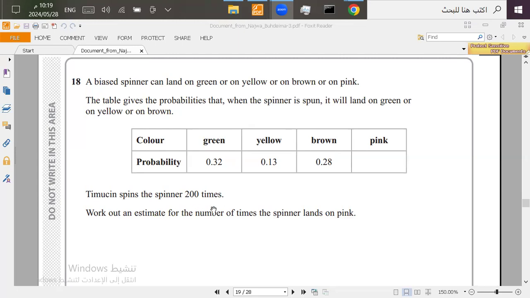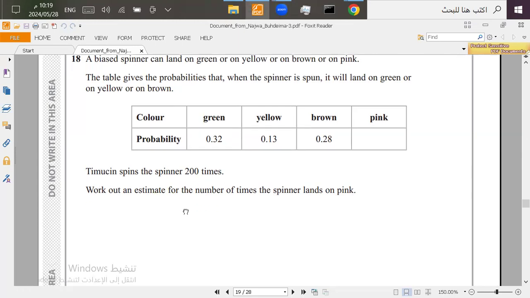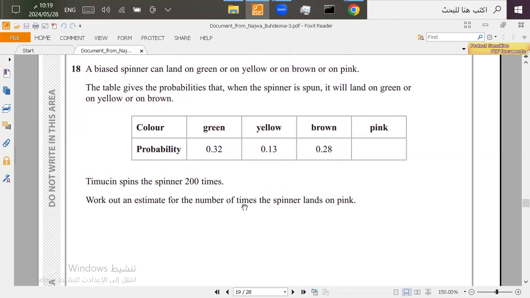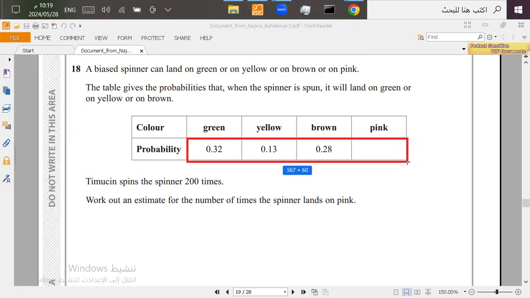Timousine spins the spinner 200 times. We need an estimate for the number of times the spinner lands on pink. So basically, first we have to find the probability of pink. Now we're going to find it depending on the rule that says that all the probabilities should add up to 1. So all of these should add up to 1. It means I'm going to add all of these together and then subtract them from 1. So I'm going to say 1 minus these added together: 0.32 plus 0.13 plus 0.28, and then I'll get the probability of pink.